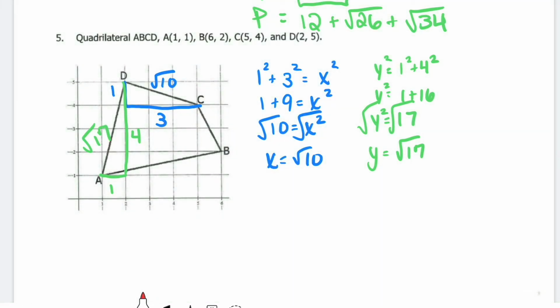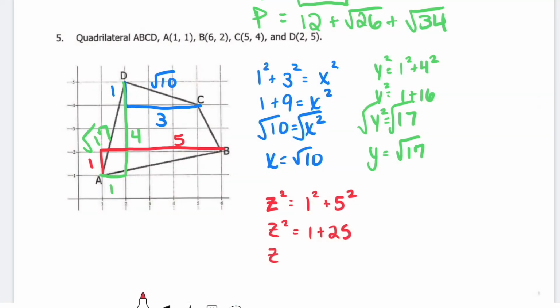Then I'm going to do the same thing for side AB. I have 1 and 5. So I'm going to call that side Z. So Z squared equals 1 squared plus 5 squared. And then I solve for Z. And again, that can't be simplified, so I just leave it.